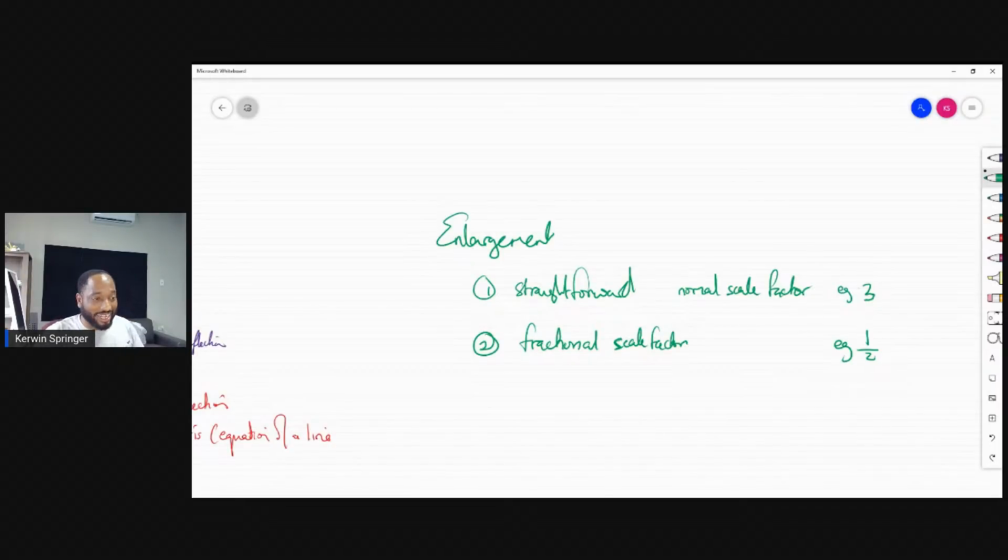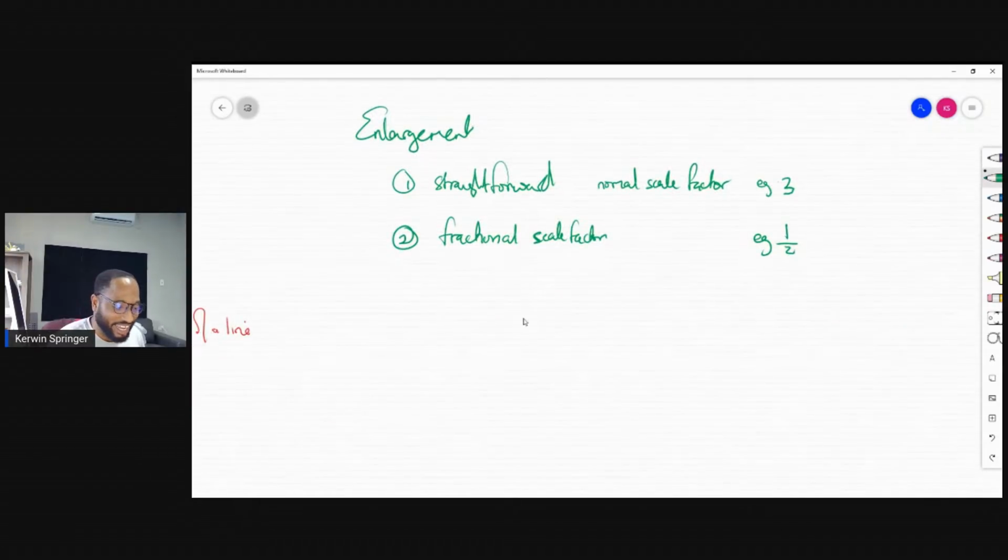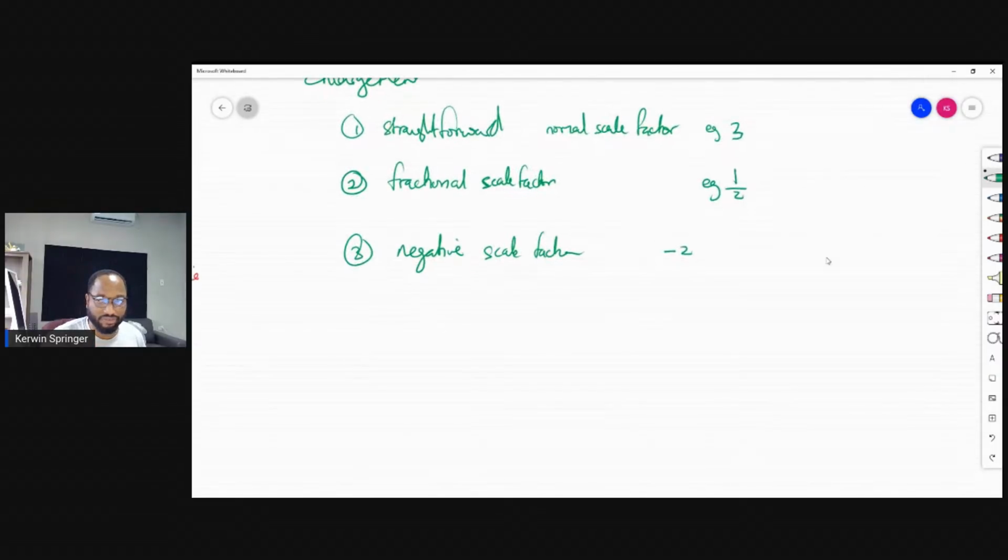Yeah, it's still under the topic of enlargement, but the opposite of enlargement is reduction or something. Scale factor, right? And then it could come with a negative scale factor. All of these can come. Like let's say -2, right? What you will do in that case? So let me show you the 3 examples on a graph.